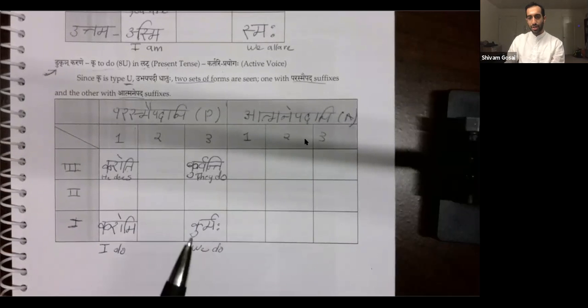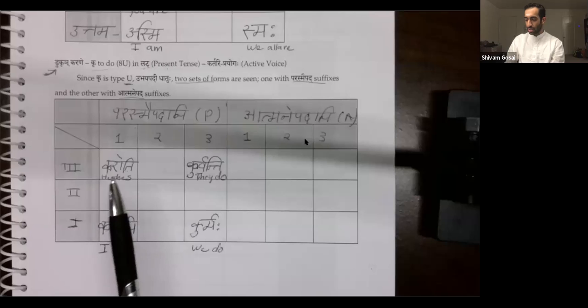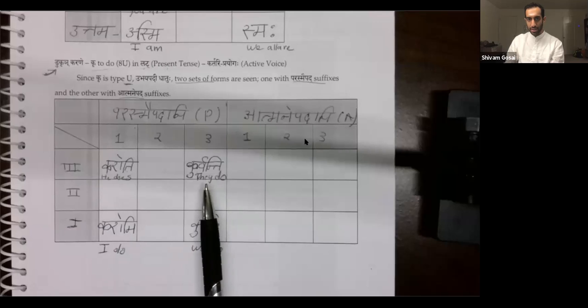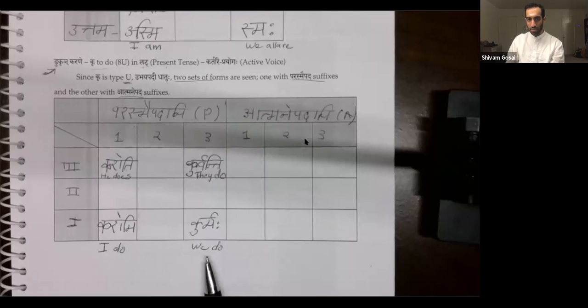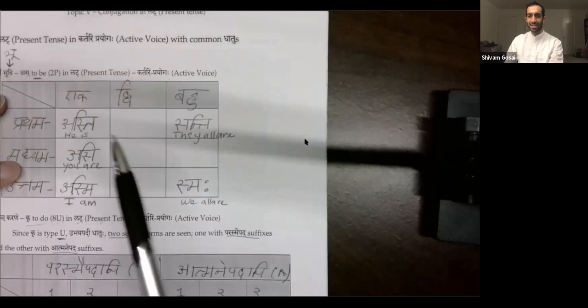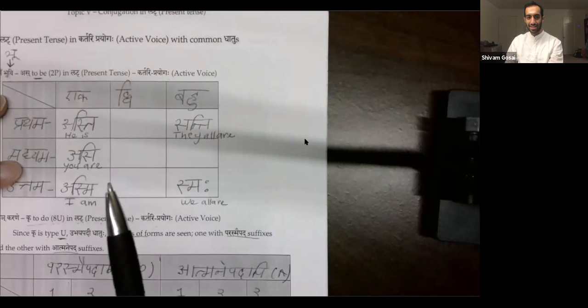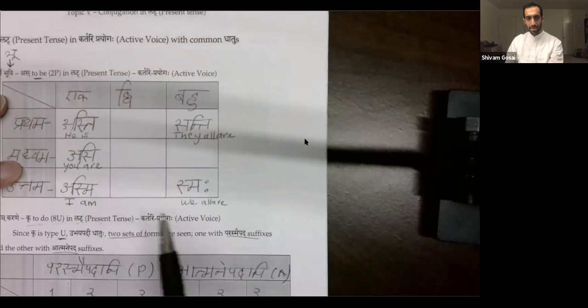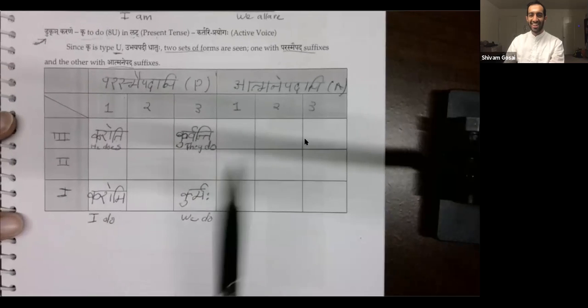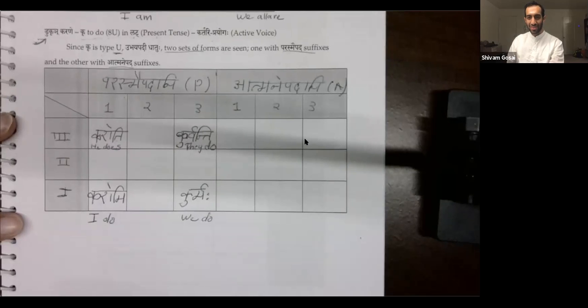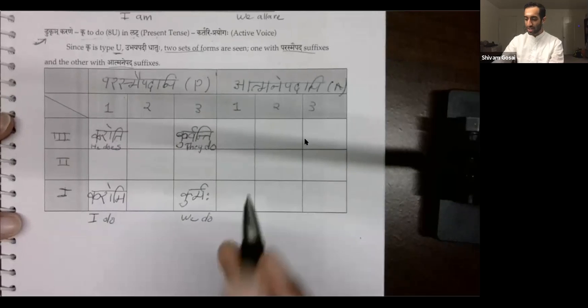Okay, so you can repeat after me. Karoti, kurvanti, karomi, kurmaha. Okay, going back. Asti, santi, asmi, smaha. Karoti, kurvanti, karomi, kurmaha. Right, we're going to try to memorize these, okay?